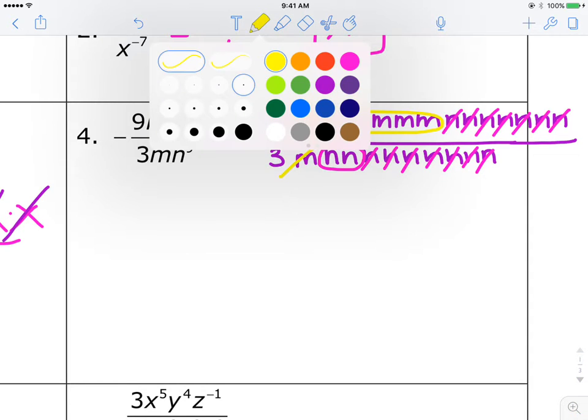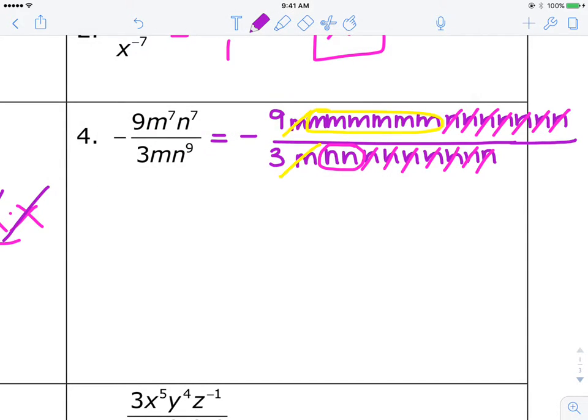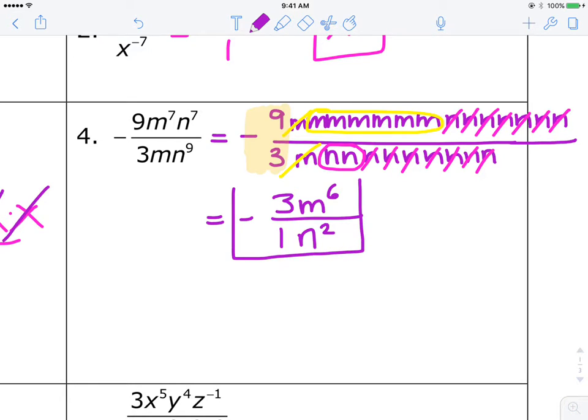So our answer is going to look like this. Hopefully we all know what negative 9 divided by 3 is. That's just negative 3. We'll put a 1 down here for a placeholder. And then we see that we have lots of m's on the top still. In fact, we have 1, 2, 3, 4, 5, 6 of them. And on the bottom, we just have 2 n's, so n squared. All right, and this is my final answer.